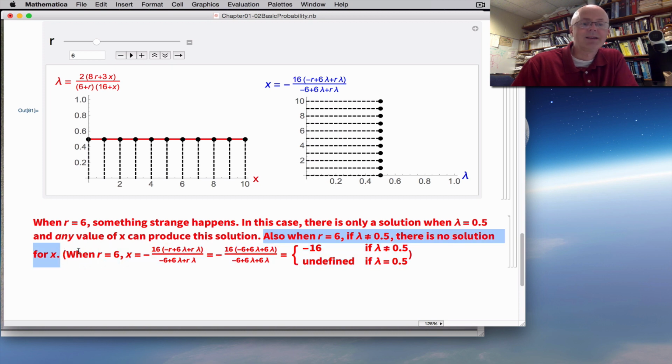Okay? And in fact, when you plug in r equals 6 into this formula, these two things here and here will cancel as long as you're not dividing by 0. So you'll get negative 16 when lambda is not equal to 0.5, so you're not dividing by 0. But if lambda is equal to 0.5, this is 0 here, and so the fraction's undefined. If lambda equals 0.5, that doesn't tell you that infinitely many different values of x actually work, but it does hint at something weird going on.